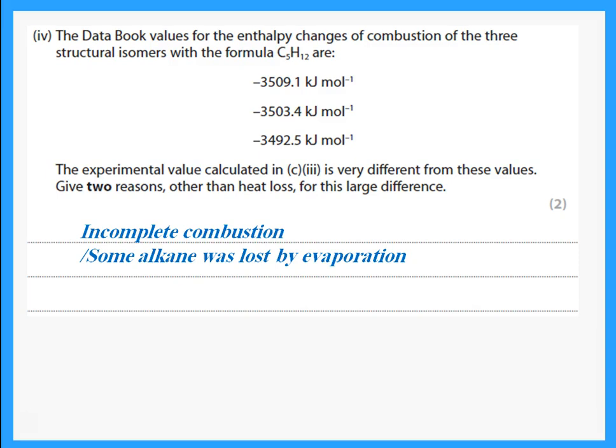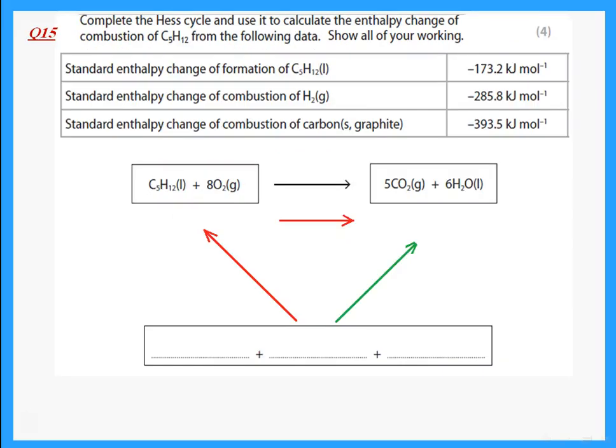That means when we were burning the pentane, not all of it burned, or it burned in incomplete combustion, which means it will release less heat than it should. Or when we weighed it, some of the alkane was lost by evaporation, so the mass that he's given me is actually not the correct mass.